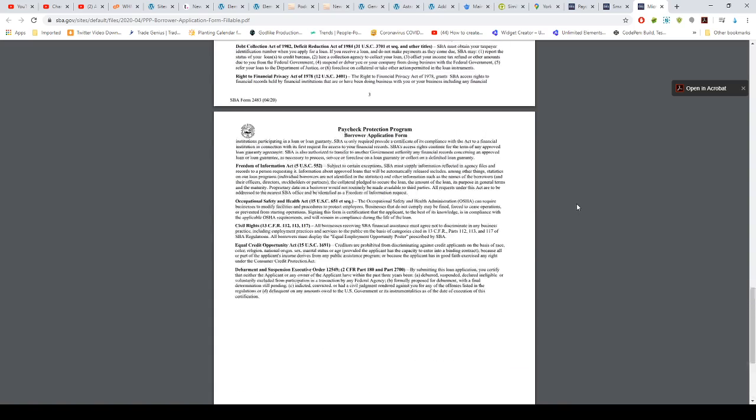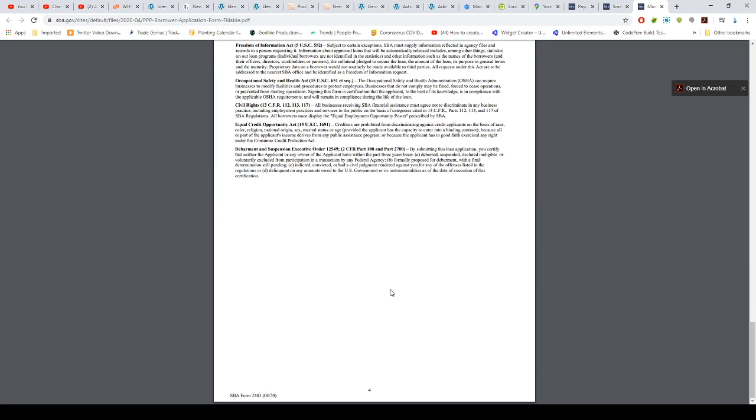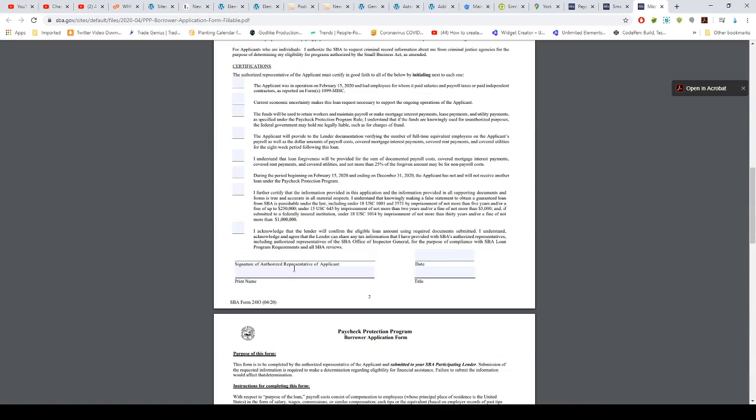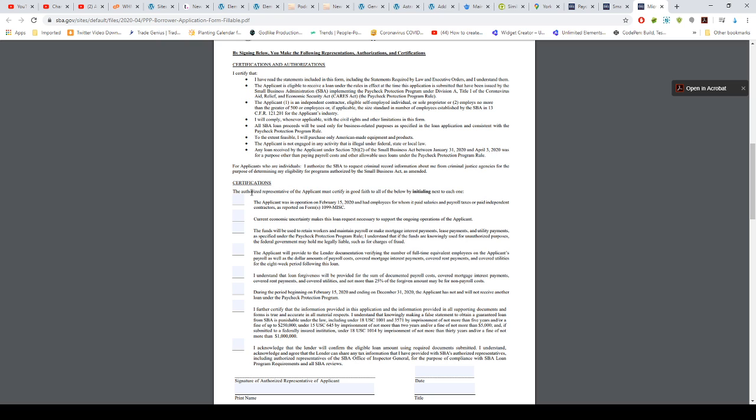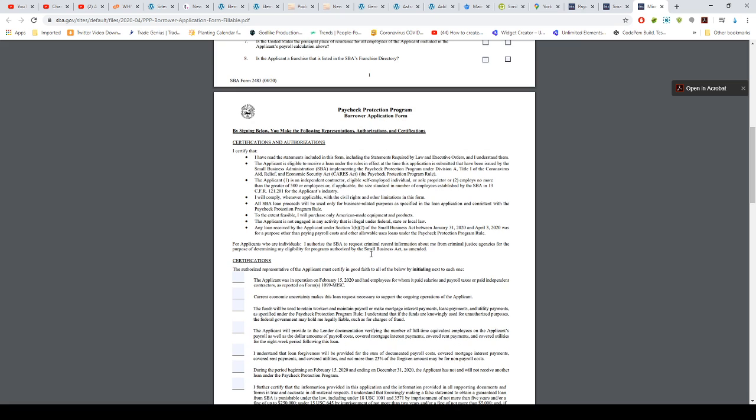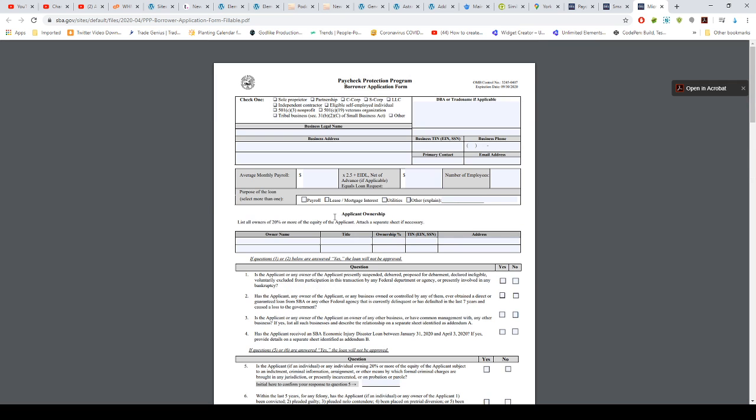Point them to here. So, this is the application form that you would fill out at the bank. This is where you would sign it. This is where the authorized representative of the applicant must certify in good faith to all the following below and initial next to each one. So, if you get over here and you start initialing, and none of this is true, or you don't do that, you could potentially commit fraud and go to jail. Be very careful when you apply for any government type of funding, especially loans. They can come to bite you back real quick if you don't use them right. And if they decide you didn't use it right, they could really screw you.